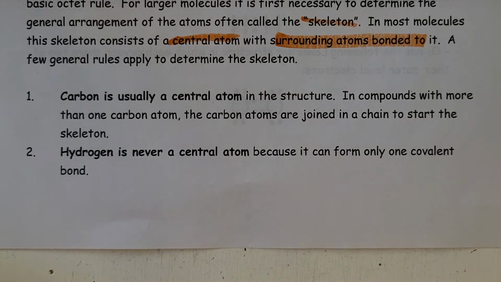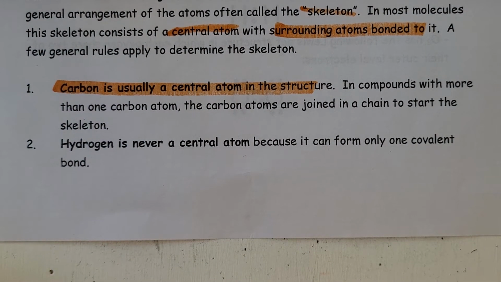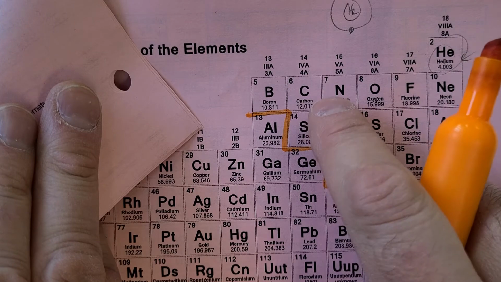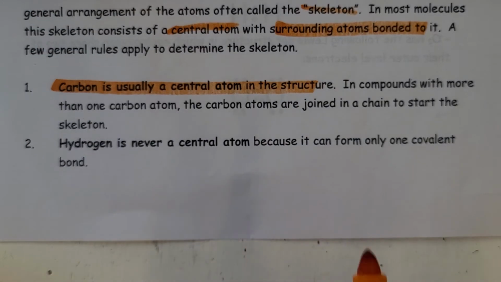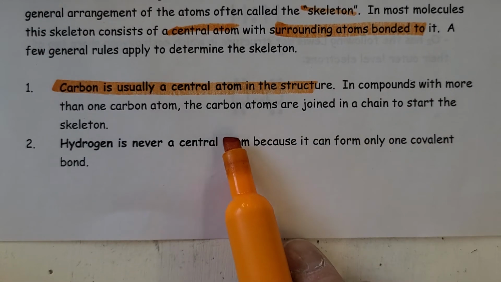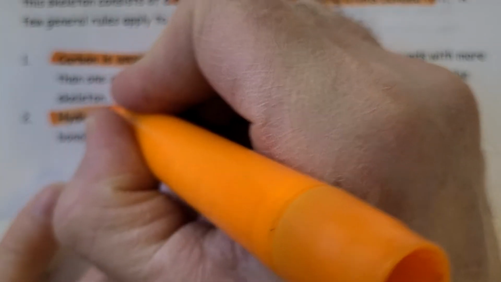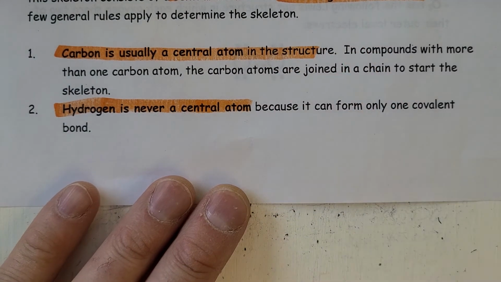One thing is, if you have carbon in your example, chances are it's going to be the central atom. And that makes sense because carbon is in group 4, so it's kind of on that fringe of donating or accepting, but it tends to share 4. And to share 4 it needs to gain 4, so it's going to usually bond to 4 different things if they're single bonds. So it needs to be in the middle. In compounds with more than 1 carbon atom, the carbon atoms are joined in a chain to start the skeleton. Hydrogen only needs 1 more electron, right? So it's going to likely be on the outer edge. So it's never the central atom.